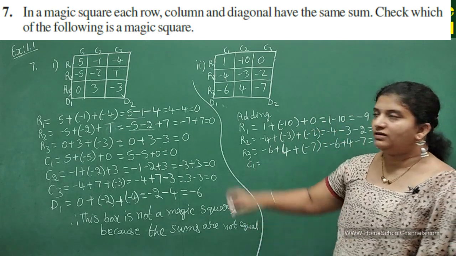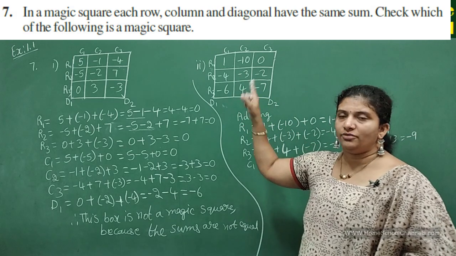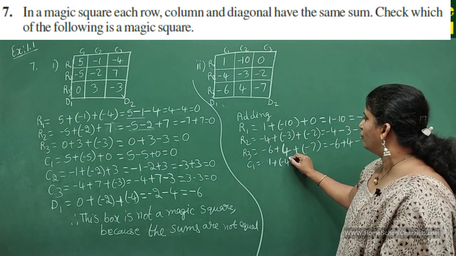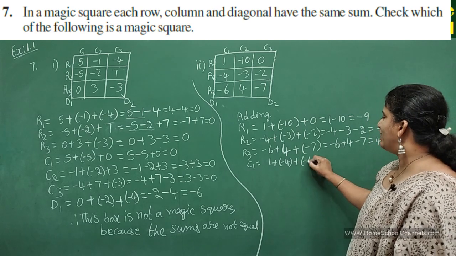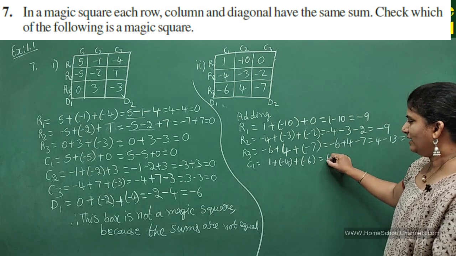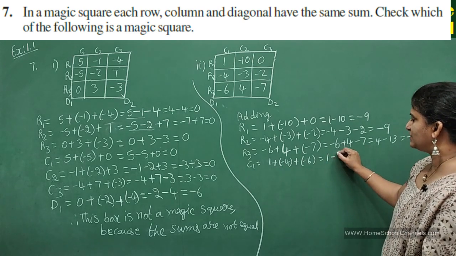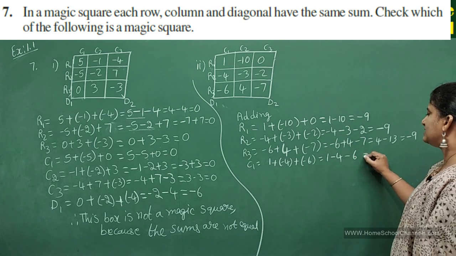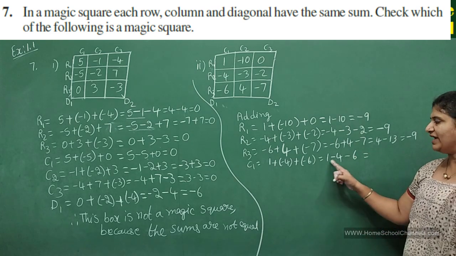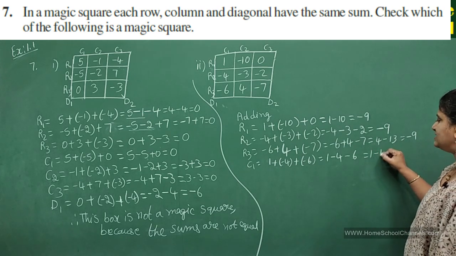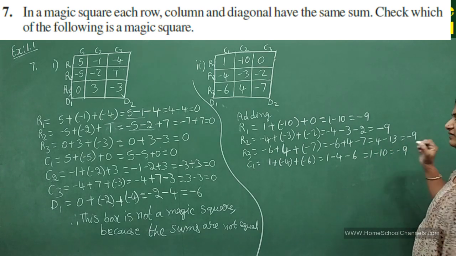Next, C1, the first column. Add here: 1 plus of minus 4 plus of minus 6 is equal to. 1 plus into minus, minus 4 plus into minus, minus 6 is equal to. Minus 4 minus 6 will be minus 10. 1 minus 10 will be minus 9.